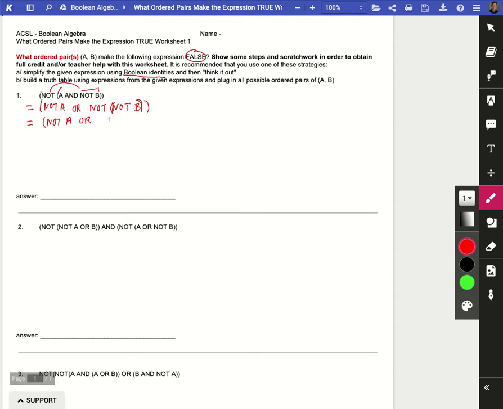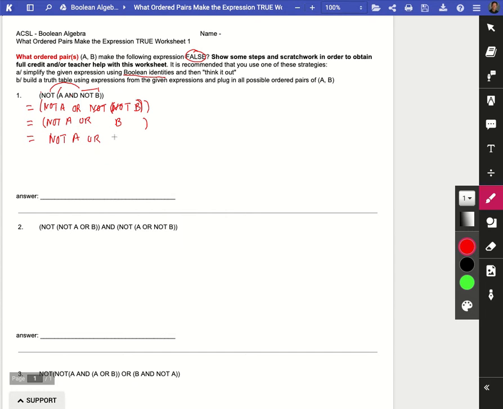I can use one of my identities to simplify the not B. The nots cancel out, and that leaves just the B term. I still have my outer set of parentheses. Next step. There is no next step. There's no identity that allows you to break this up further. So we've now simplified the given expression as far as we can. We don't need the outer parentheses, so I'm just going to rewrite this in the simplest format possible.